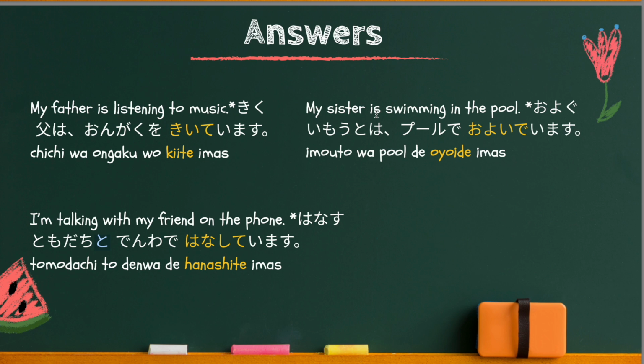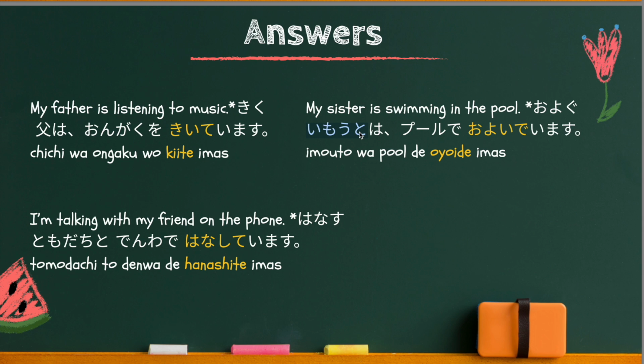Last one. My sister is swimming in the pool. 妹はプールで泳いでいます。泳ぐ is the dictionary form. It's group 1. So change ぐ to いで, te form plus います together, it's is swimming. Sister, if it's younger sister, 妹. If it's older sister, 姉 or お姉ちゃん、お姉さん. So it really depends on the context.